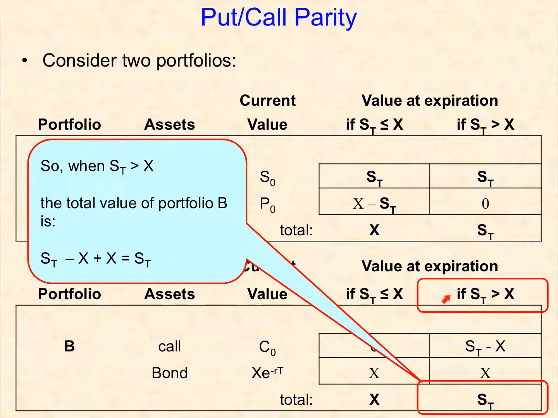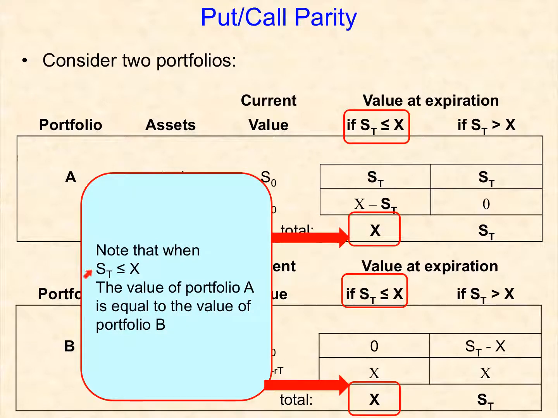Again, we see those numbers here. If at expiration the stock price is higher than the exercise price, our call is in the money and worth S sub t minus X. The bond has matured and will pay off its face value of X dollars, and so the X's will cancel, and we're left with S sub t for the value of portfolio B.